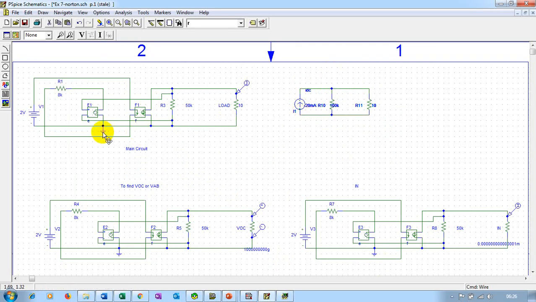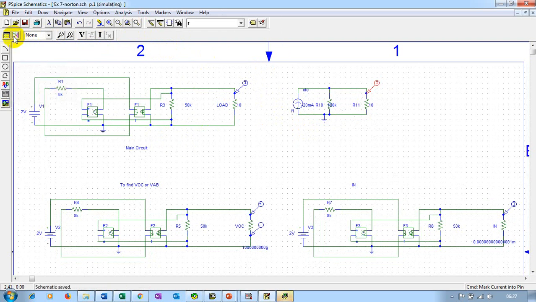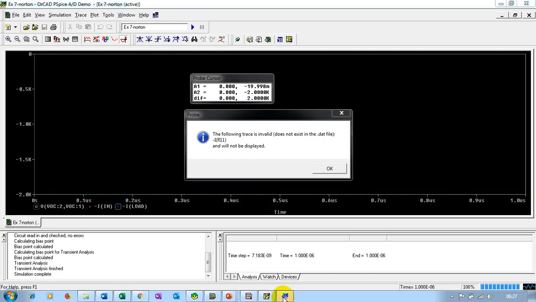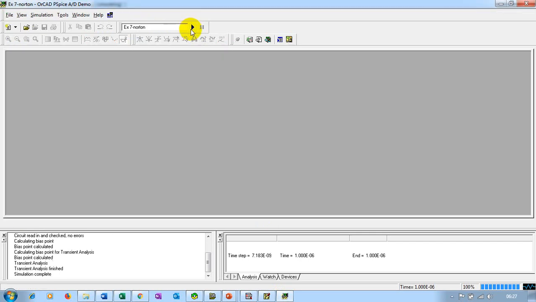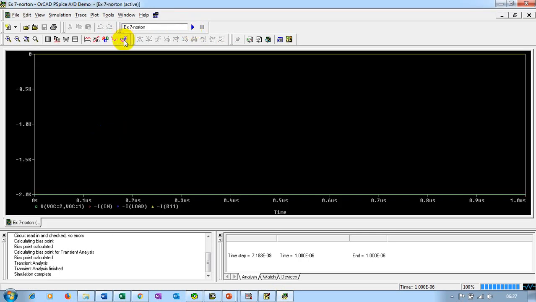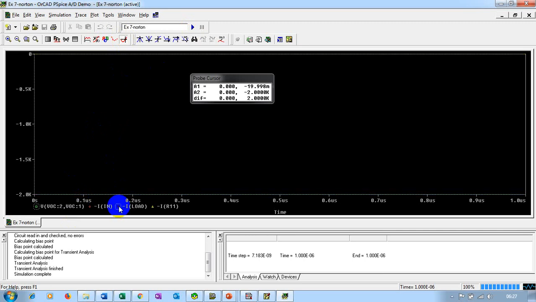You have to give common ground, do not miss this, and then your current marker going downwards. Okay, so your load and R11 both should be the same, right? You can see here they are the same. Thus we have verified our Norton theorem.